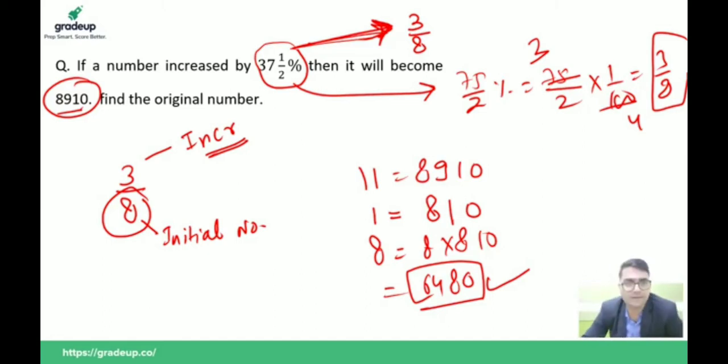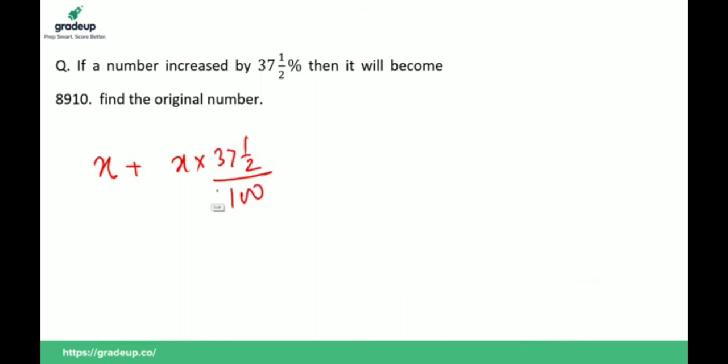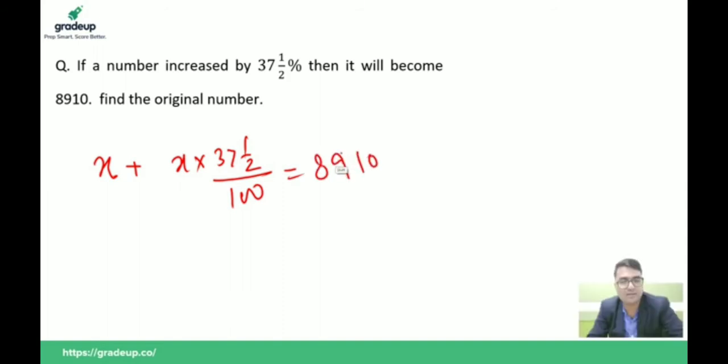Okay, Pradi. Dear, listen. If you are going to do this question, okay, I will tell you, don't worry. If you're going to do this question, let the initial number is x. If x is increased by 37 1/2% of x, then it will become 8910. Guys, it will take time.